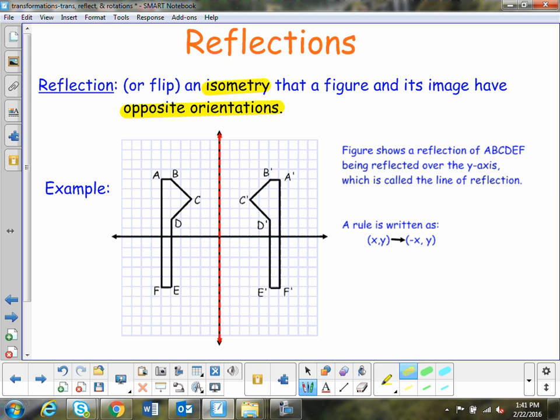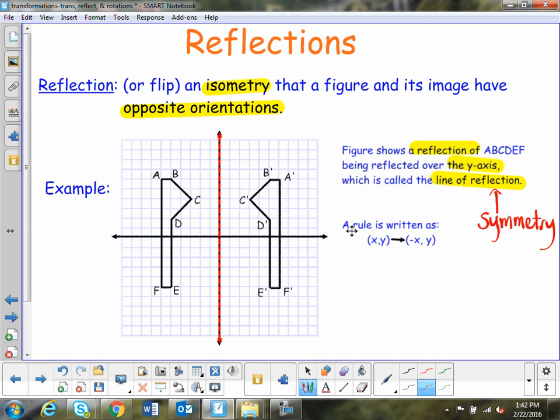So this figure is being reflected over the y-axis. That's really important because it's always going to be over some sort of line. And that's called a line of reflection. So make sure you know what a line of reflection is. Sometimes it's also called a line of symmetry. Alright, so either line of symmetry or line of reflection, and you get that same thing.